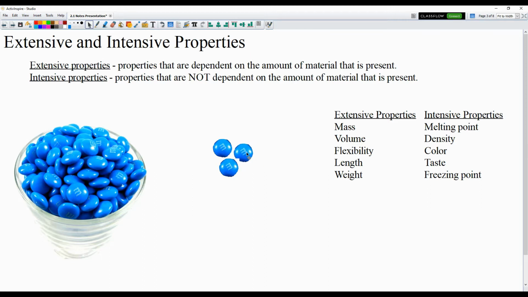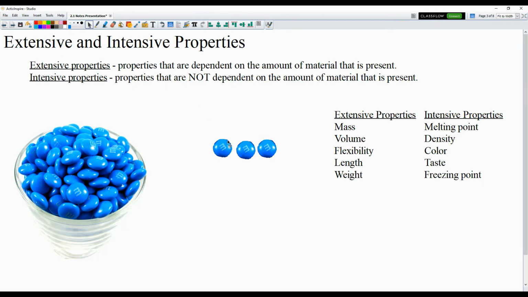Okay, some more properties are volume. The more M&Ms we have, the more volume we have. Length. So if we were to set these end on end like this and measure the length, this length may be 3 centimeters, but if we have 3 of them, now that's going to be 9 centimeters. And weight. Weight is also dependent on how much we have. These 3 M&Ms are going to have less weight than this whole bowl of M&Ms here.